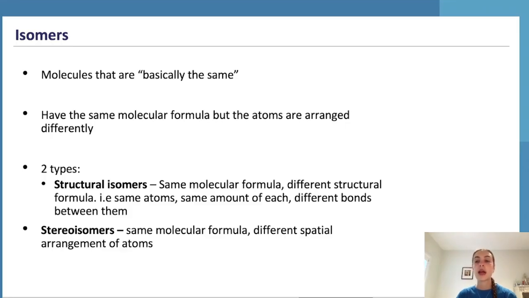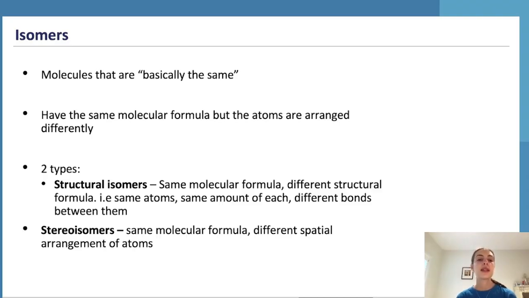Next up, we're going to look at isomers. Isomers are molecules which we consider to be basically the same, meaning that they have the exact same molecular formula, but the arrangement of atoms is different. There are two different types. We've got our structural isomers, which have the same molecular formula but a different structural formula. We've got the same atoms, the exact same number of them, but a different bond arrangement between them.